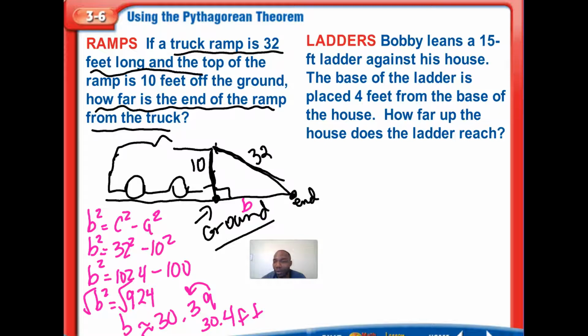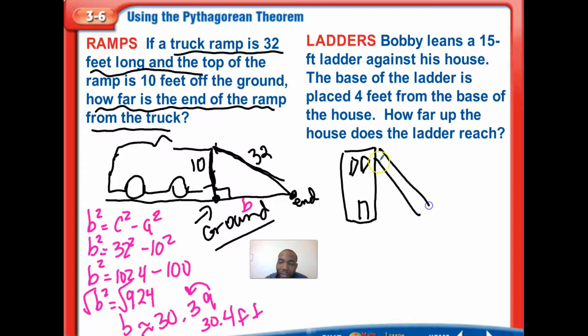All right, y'all watch my house. So I got a house right here, right? Okay, that's my house. It's my townhouse. All right, so Bobby leans a 15-foot ladder against the house. So you have a ladder that is leaning. Watch my ladder. Ground. Watch my ground.